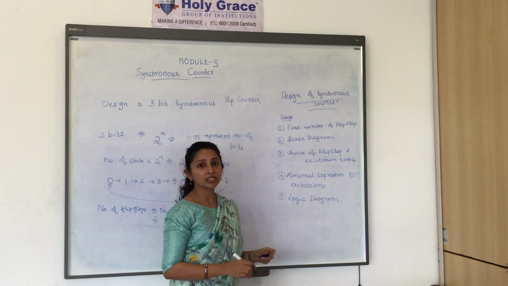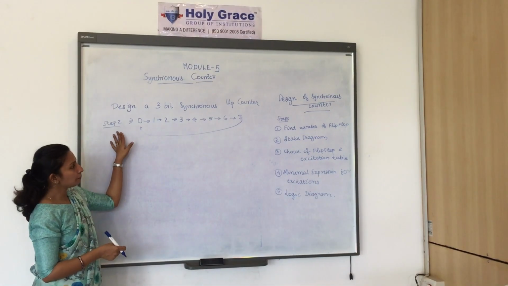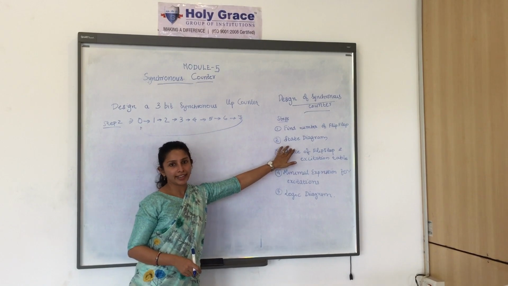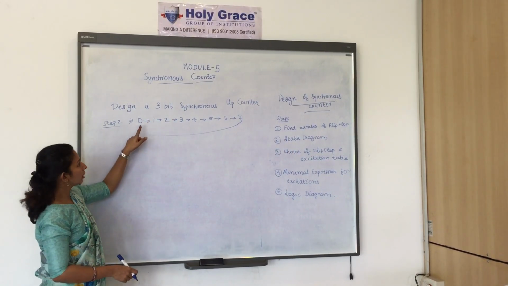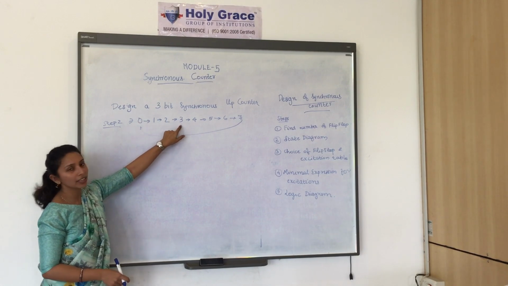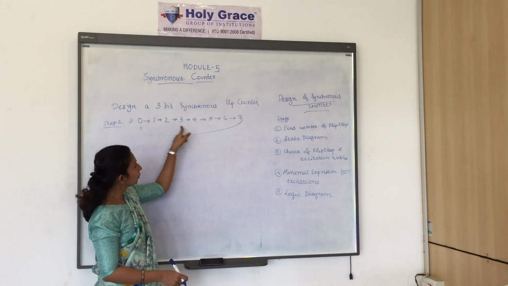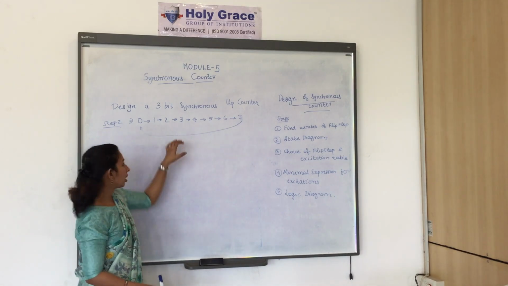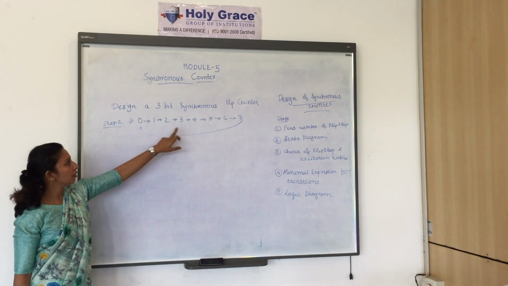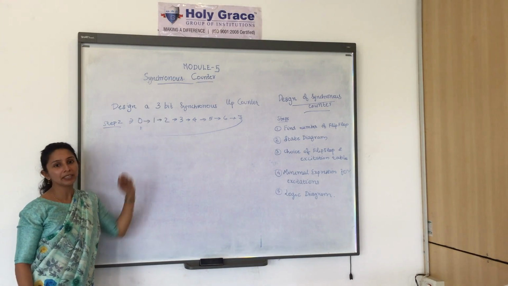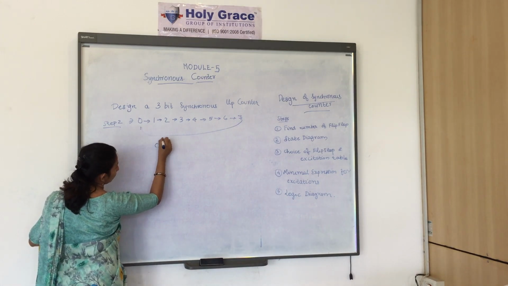Draw the state diagram, which is very important. Next is step 2, drawing the state diagram. The 3-bit synchronous up counter counts from 0 to 7 and then back to 0 again. Now I am going to draw the state diagram representing the numbers in their corresponding 3-bit binary. So 0 means 0, 0, 0.